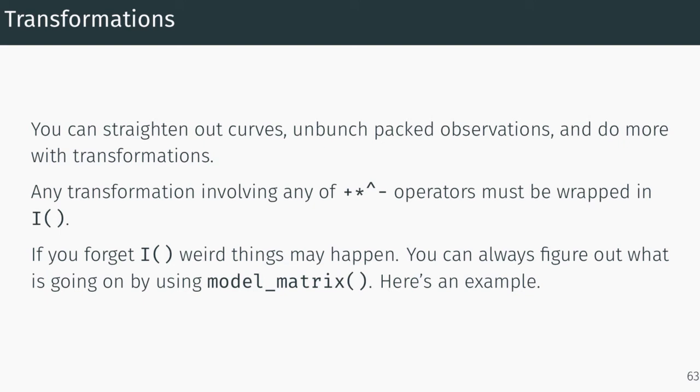We're just going to move on to transformations, which we can use for a lot of things. We're just going to use them for 2 things here. We're going to straighten out curves and unbunch packed observations. So any transformation that involves any of these operators, plus, star, exponentiation, and minus, has to be wrapped in I parentheses. And if you forget I parentheses, weird things will happen. And you can always figure out what's going on by using model matrix.